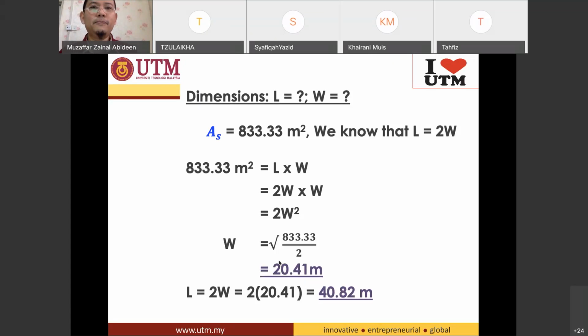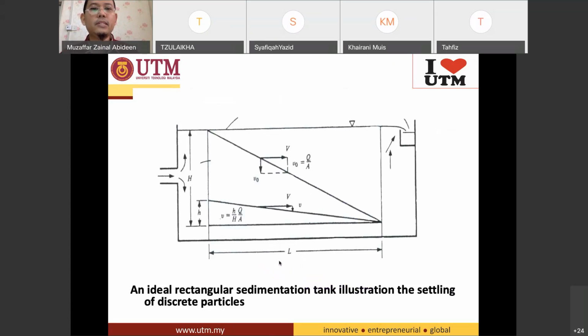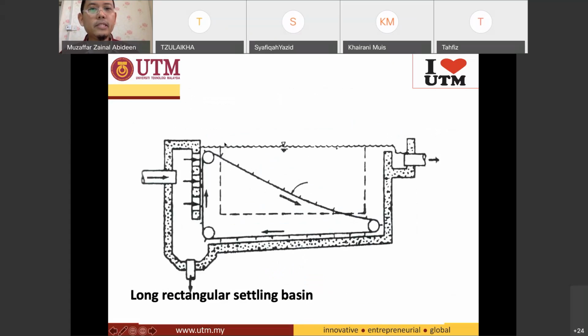So we have already finished the sedimentation. Here is a diagram of a real sedimentation tank. They have a scraper. This is the sedimentation tank, so the suspended solids go down here. This is the scraper. You scrape all the suspended solids, and eventually the sludge is removed outside through this valve.